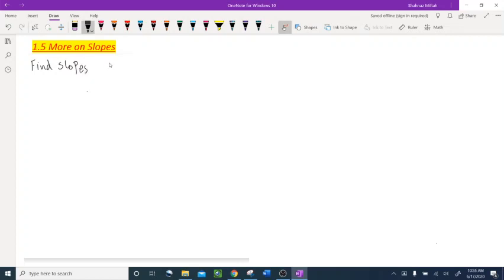and equations of parallel and perpendicular lines. Parallel, I'm just going to draw these two lines for parallel lines, and for perpendicular lines, we do this, that's a sign for perpendicular lines. Let's talk about equations of the parallel and perpendicular lines. So what are parallel lines?